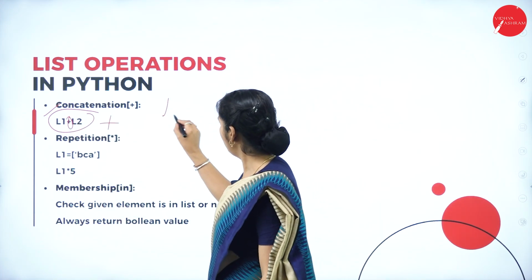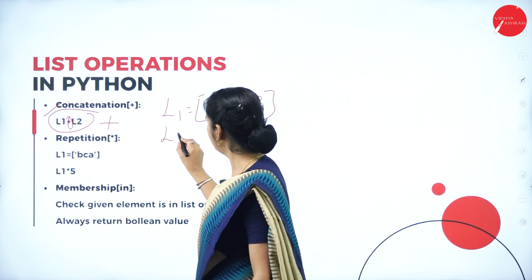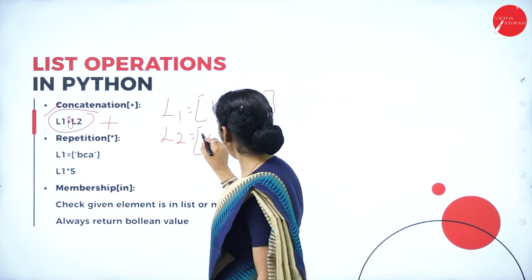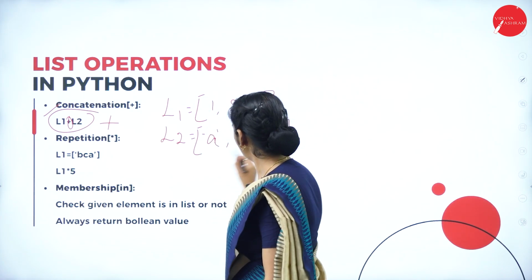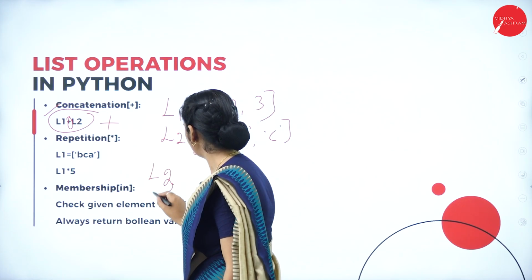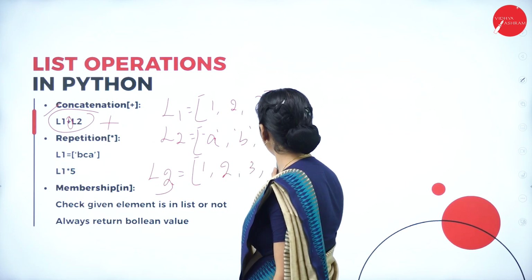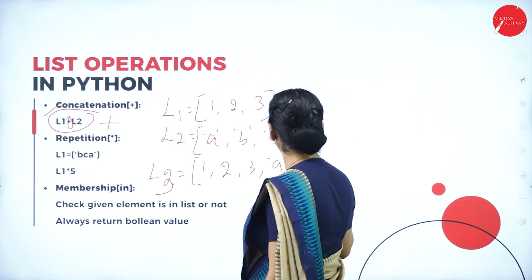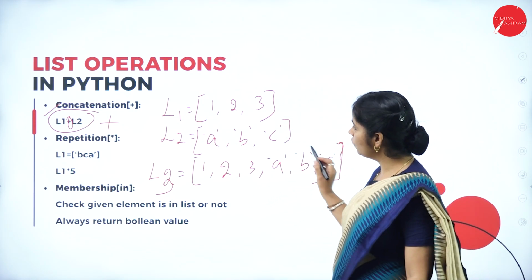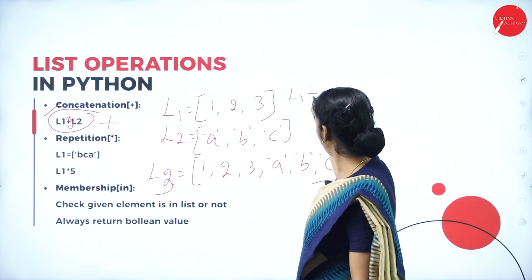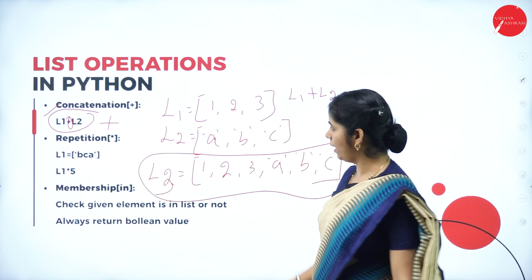Say my L1 is equal to 1, 2, 3 and my L2 is equal to A, B and C. So, I am going to form a new list called L3 by combining the elements of L1 and L2 as 1, 2, 3, A, B and C. This is how we concatenate, by using L1 plus L2. This will be our new list displayed.